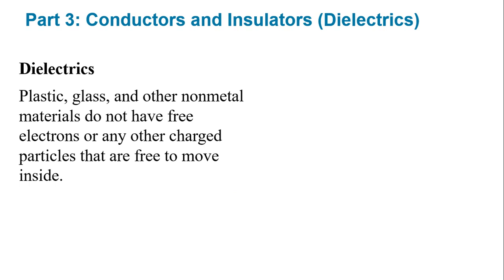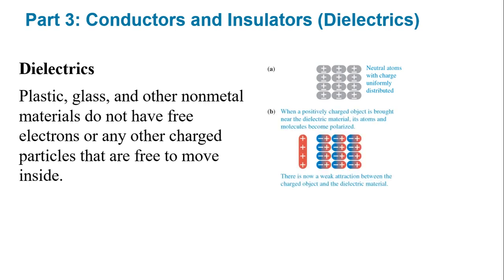Okay, dielectrics. Plastic, glass, and other non-metal materials do not have free electrons or any other charged particles that are free to move. So they don't have the ability to move all over through the object. That's important to understand. So here's a neutral atom with charge uniformly distributed, right? So you've got plus, minus, all this good stuff. Now what happens is when a positively charged object is brought near the dielectric material, its atoms and molecules become polarized. Although they can't move, they redistribute themselves.